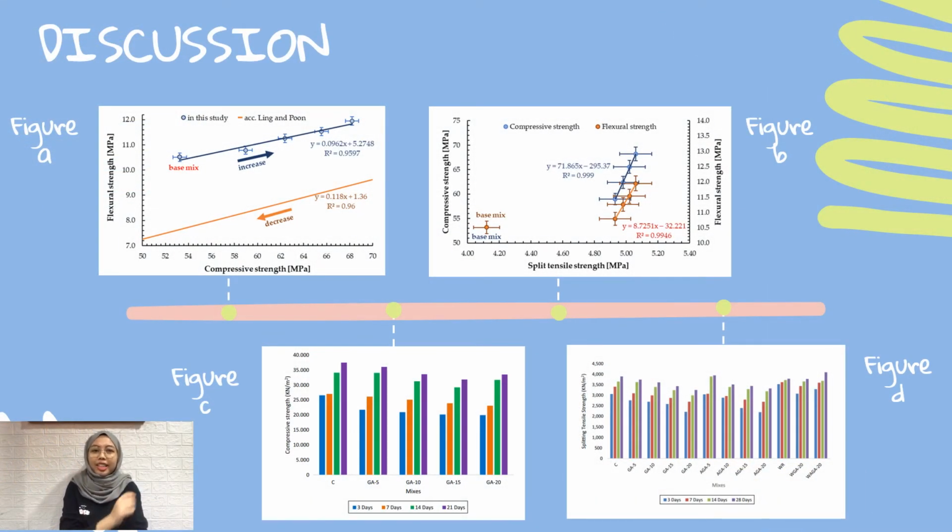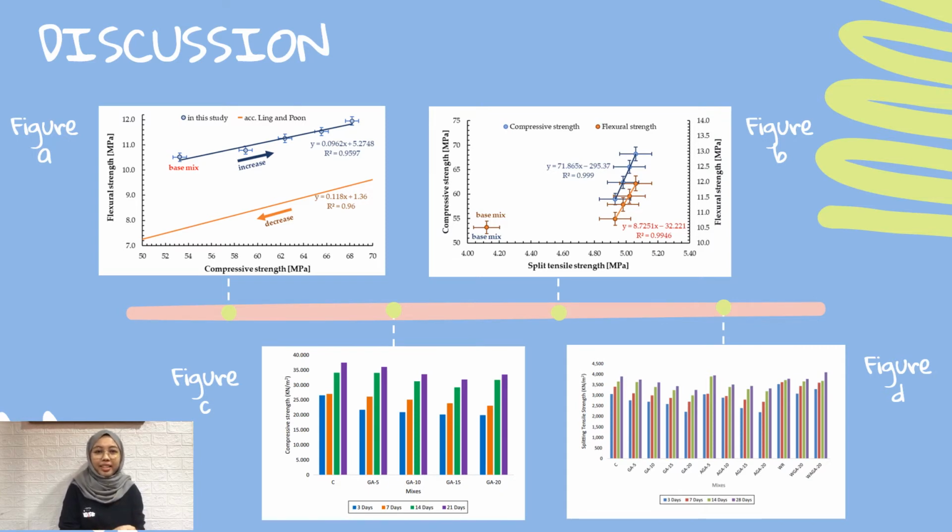Discussion from these experiments. As we can see here, figure A and figure B are from one article, and figure C and figure D are from another article. When analyzing new materials, it is necessary to figure out how the mechanical characteristics relate to one another, with compressive strength being the most significant design mechanical parameter.